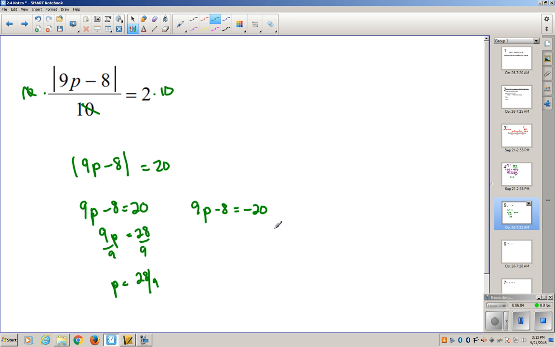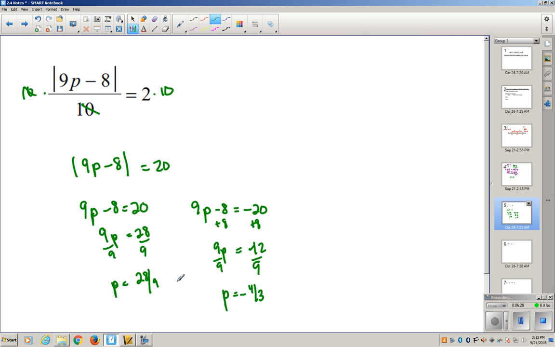Okay, and over here, we're going to add 8. So this is going to give us 9p equals negative 12. Negative 20 plus 8 is negative 12. Dividing both sides by 9, we get p equals, well, negative 12 ninths reduces to what? They're both divisible by 3, so that reduces to negative 4/3.